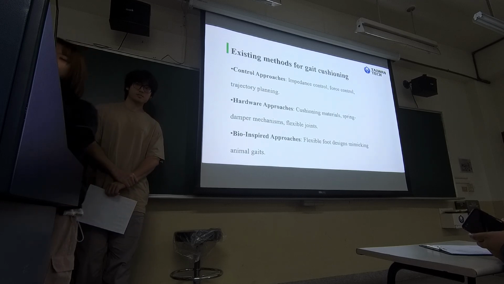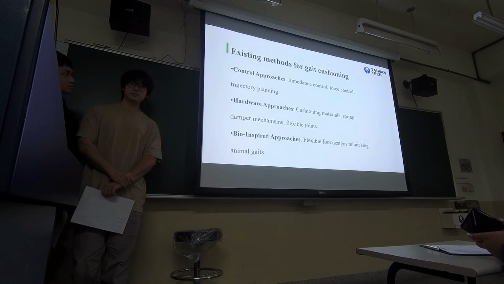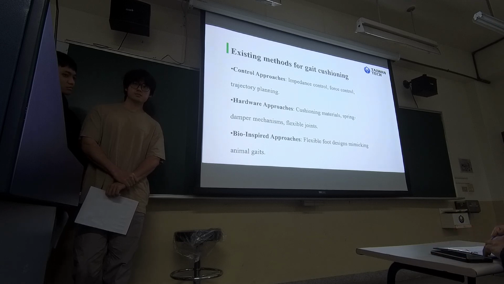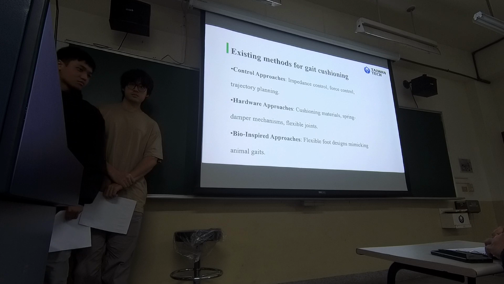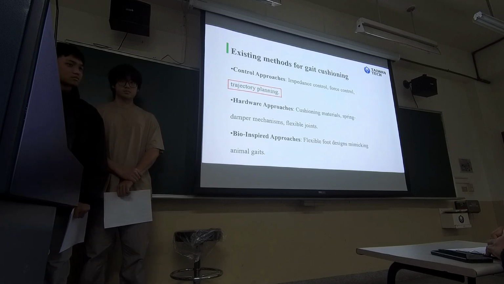Existing methods for classification include control, hardware, and bionics. Our quadruped robot uses trajectory planning in the control approaches.